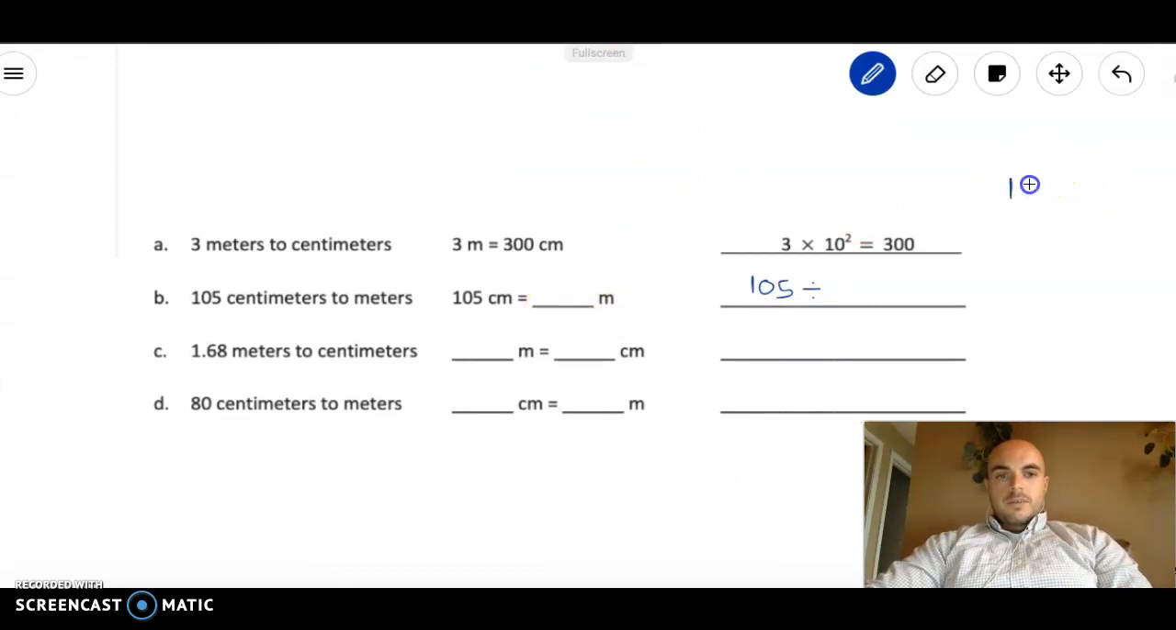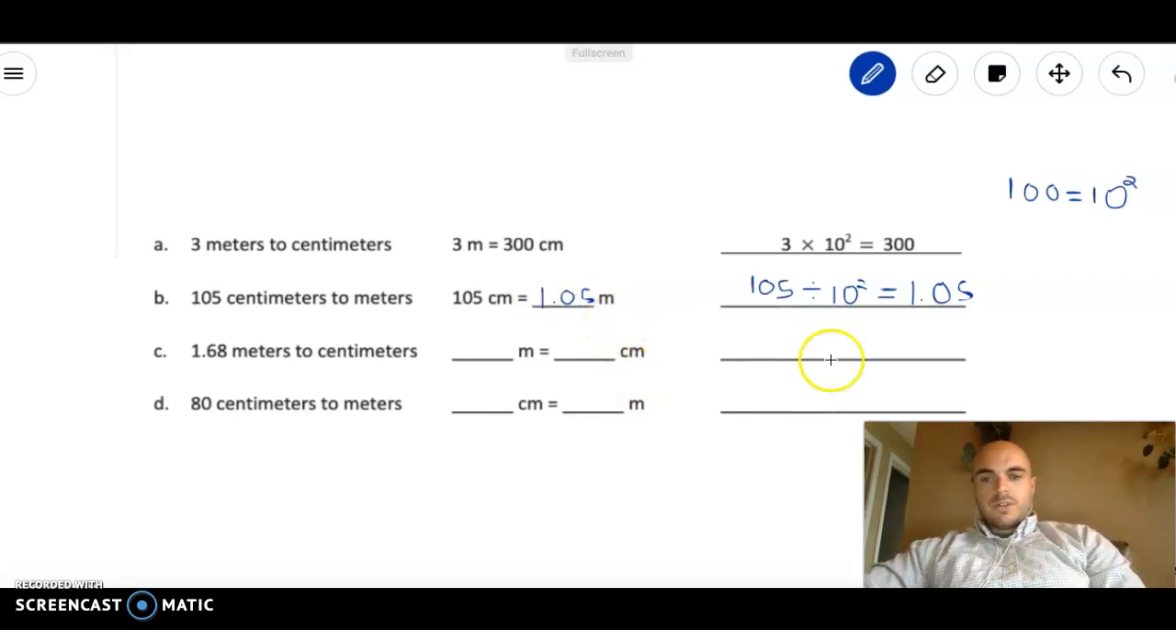So what is 100 as an exponent? Again, that's 10. There's 1, 2 zeros, to the second power. So 105 divided by 10 to the second power equals, well, let's look here. If I have to move over 2 zeros, 1, 2, my answer will be 1.05. Again, because the decimal was here, I moved it over 2 place values to the left because I'm dividing. So 1.05 meters. Okay, let's look at some more examples.